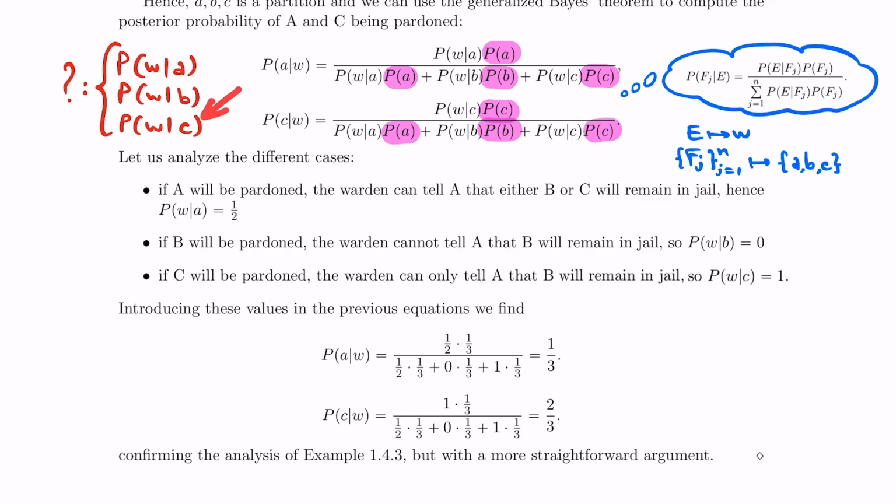Finally, let's analyze the third conditional probability. By definition of the event C, it occurs when the prisoner C will be pardoned. But if you remember the analysis of the three prisoners problem that we have conducted in the previous lesson, this is exactly the case in which the behavior of the warden is deterministic, that is, the conditional probability is 1. Finally, if we introduce the values that we have just computed in the expression of these conditional probabilities, we find the correct solutions to the problem, but faster and easier with respect to the analysis conducted in the previous example.